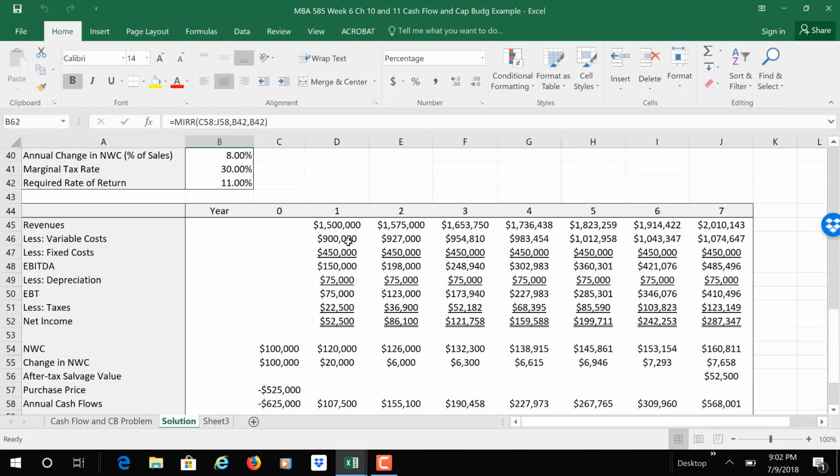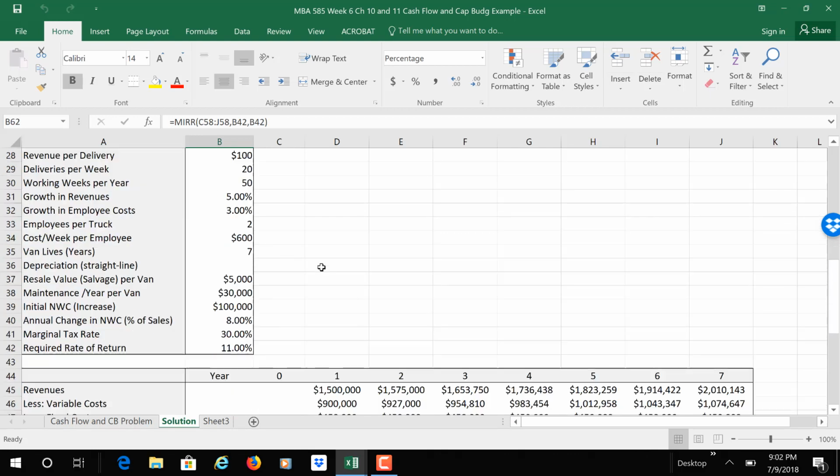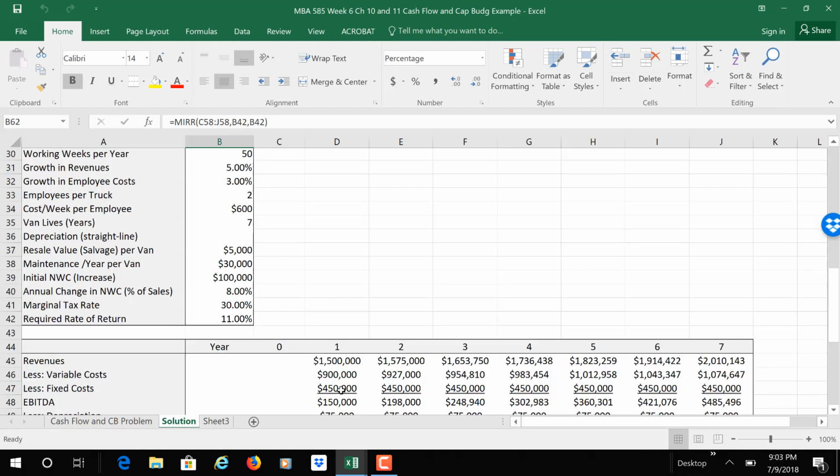Variable costs, $900,000. The variable cost in this example is labor costs. The cost per week per employee is $600. We have 2 employees per truck. We have 15 trucks, and they will be operating again 50 weeks of the year. That comes out to about $900,000. Again, you have this information in Moodle. If you need to check how I put together my equations, you can go take a look at it in there.